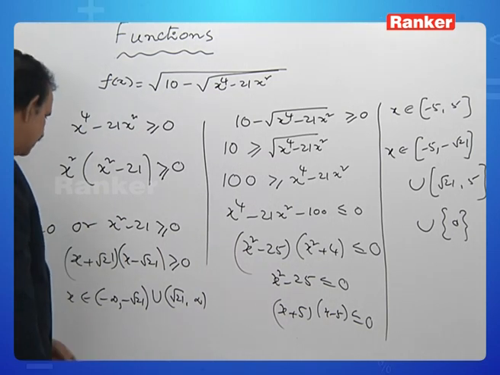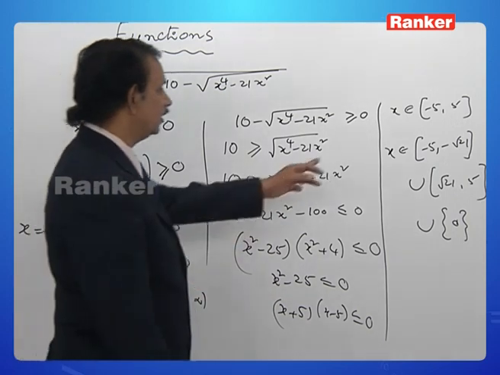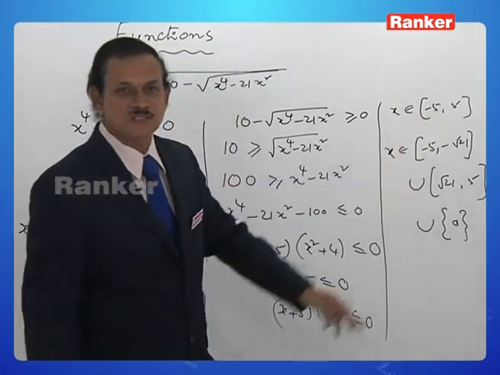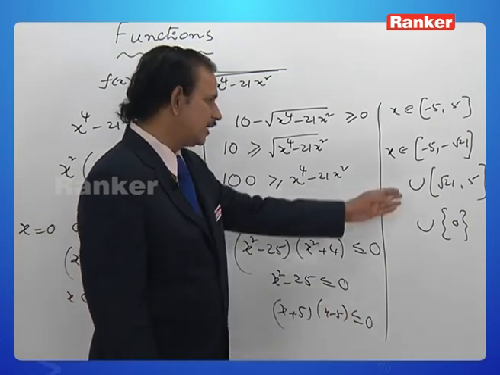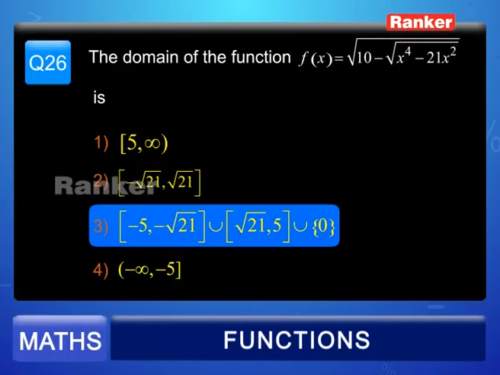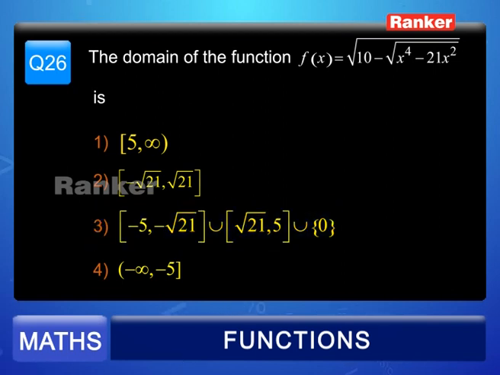The other thing is this: 1, 2, 3. By keeping all these three things in our mind, we prepare the domain of the given function like that. Hence, the answer is option three. The third option is the right option.